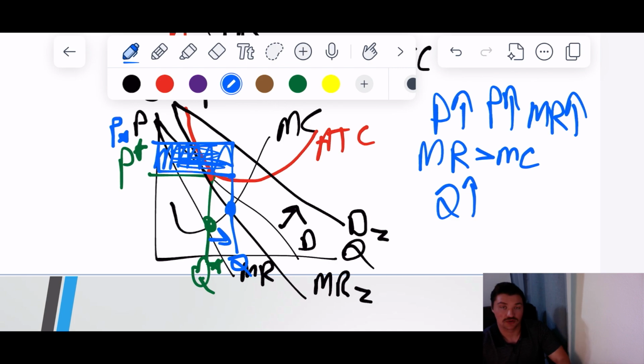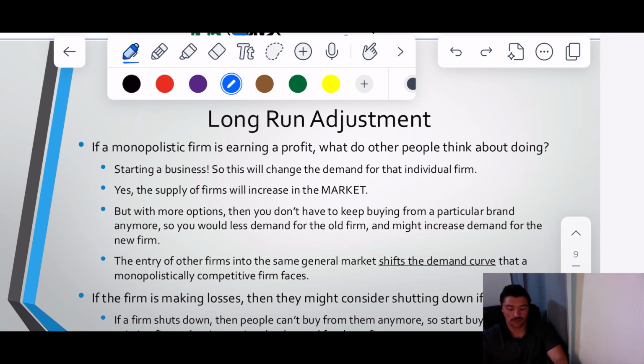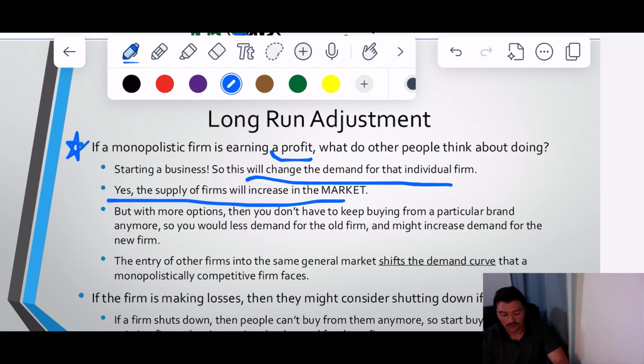Okay, so that is how the same factors we talked about in chapter 3 affect the demand and the supply curve here in this firm. Now that does go into what we're going to talk about with the long run adjustment. Remember, with the long run, if you saw someone earning a profit, what do you think other people think about doing? They think about starting a business as well. They want to earn money. They want to steal away some profits from that firm. And so this will change the demand for that individual firm. In fact, the supply of the firms will increase in the actual market for whatever it is.